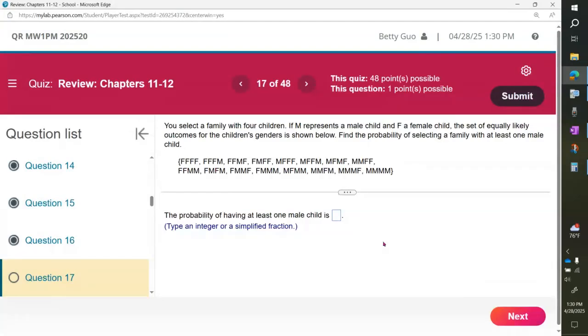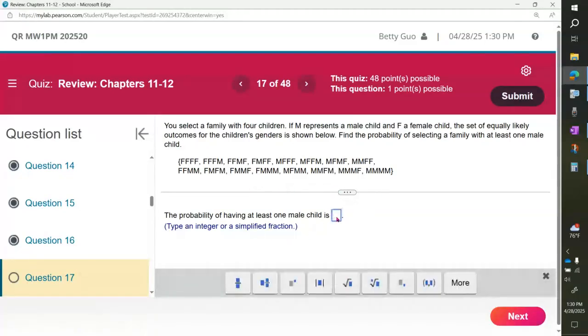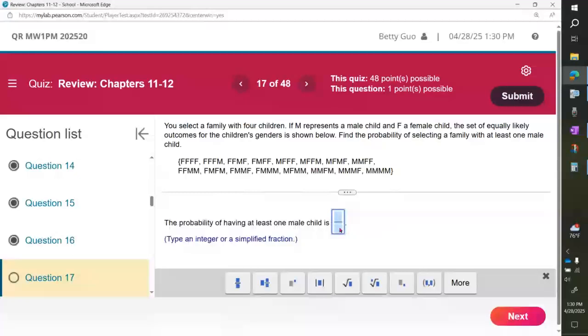Question number 17. You select a family with 4 children. Male is represented by M, female is represented by F. The set of equally likely outcomes for the children's genders is shown below. Find the probability of selecting a family with at least 1 male child. All right, so do you see how many outcomes are available? How many outcomes in the sample space?